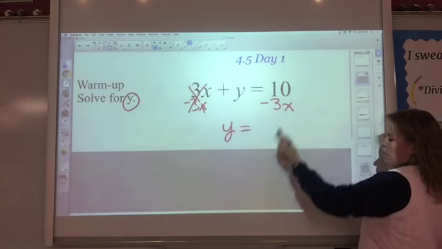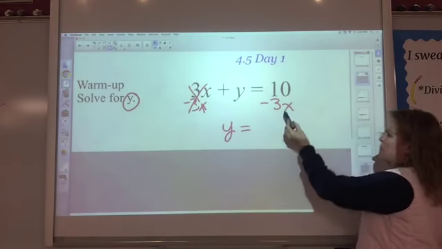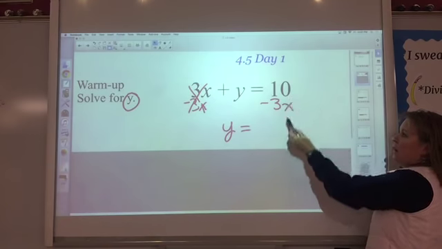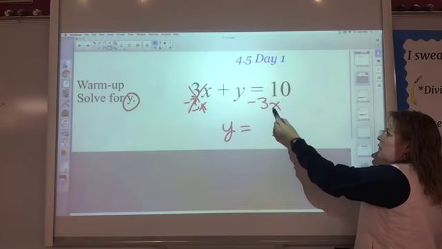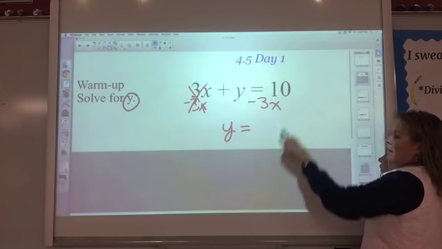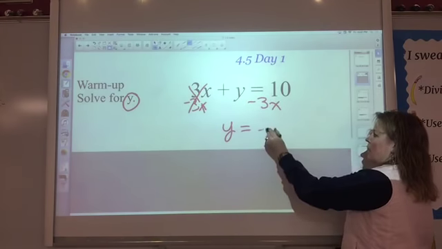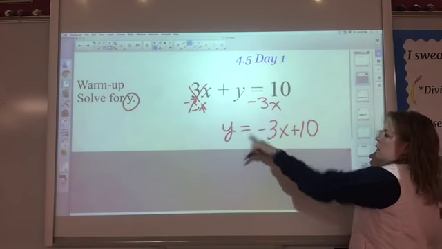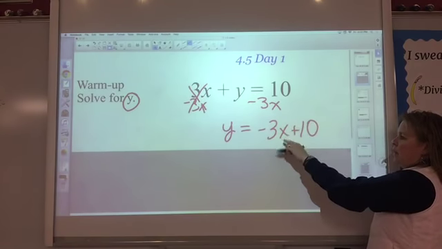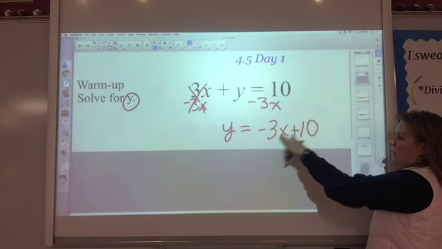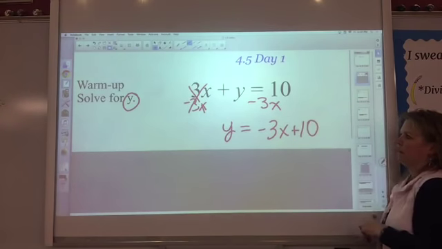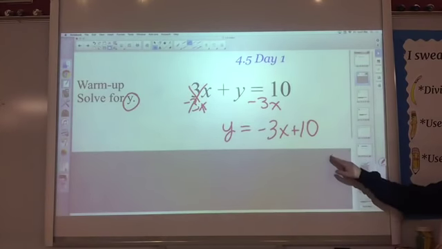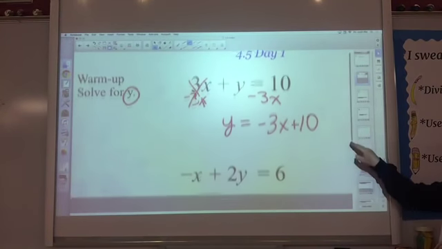I always tell you, try not to put those right underneath each other. You're not subtracting 3x from 10 because they're not alike. You're going to put the negative 3x and the 10 in order of y equals mx plus b and keep them separated as unlike terms. Negative 3x, positive 10. That's called solving for y because y is isolated. That was a nice easy one-step problem.